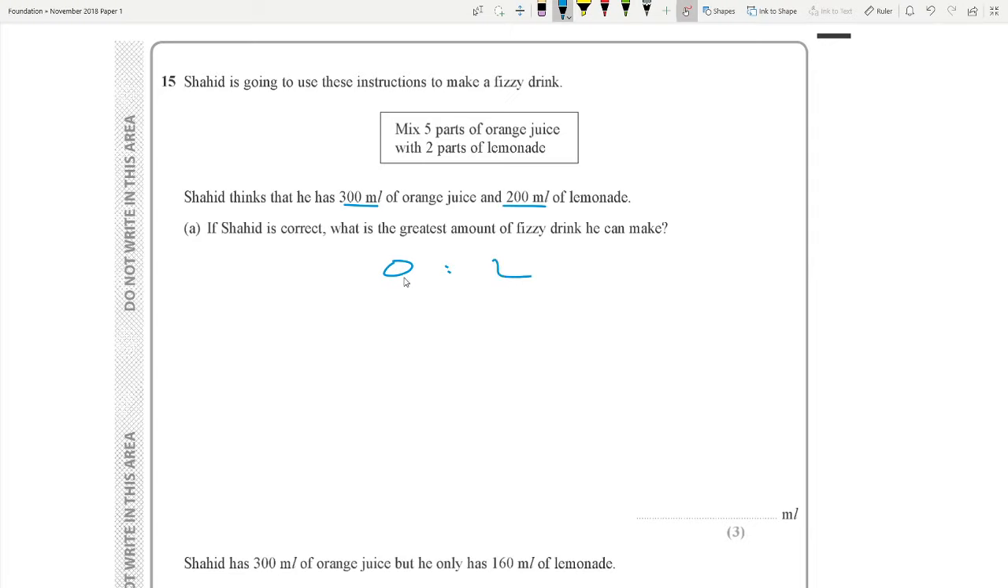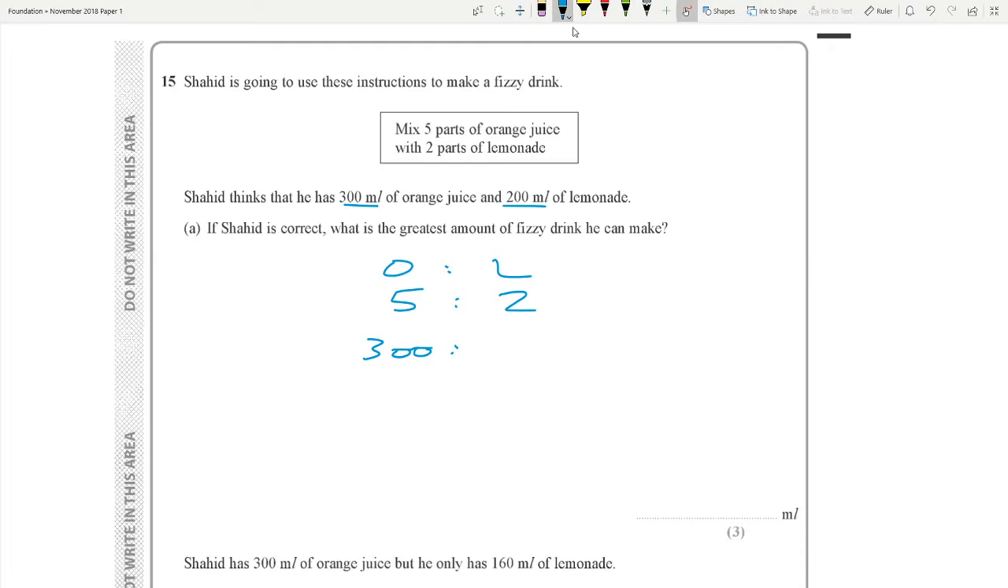Okay, he's got 5 parts of orange juice and 2 parts of lemonade. He has 300 milliliters of orange juice. Now with that 300 milliliters of orange juice, how much of the lemonade does he need to make sure that the ratio of both is kept equal?